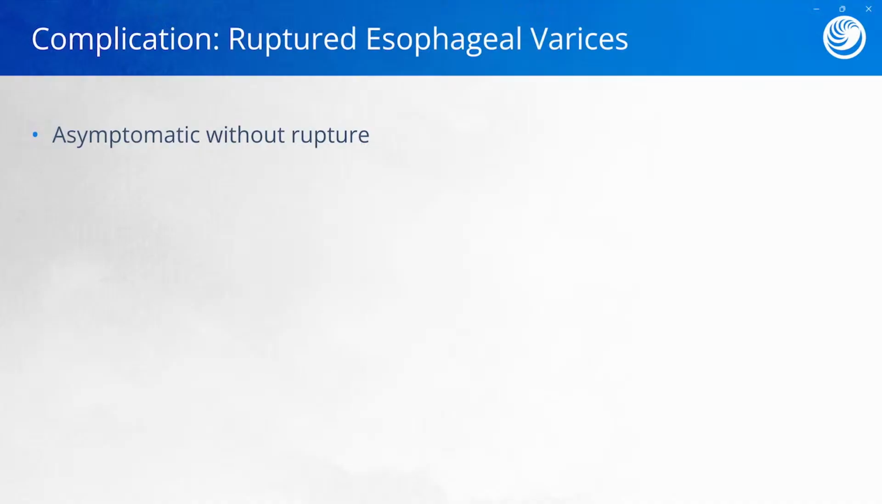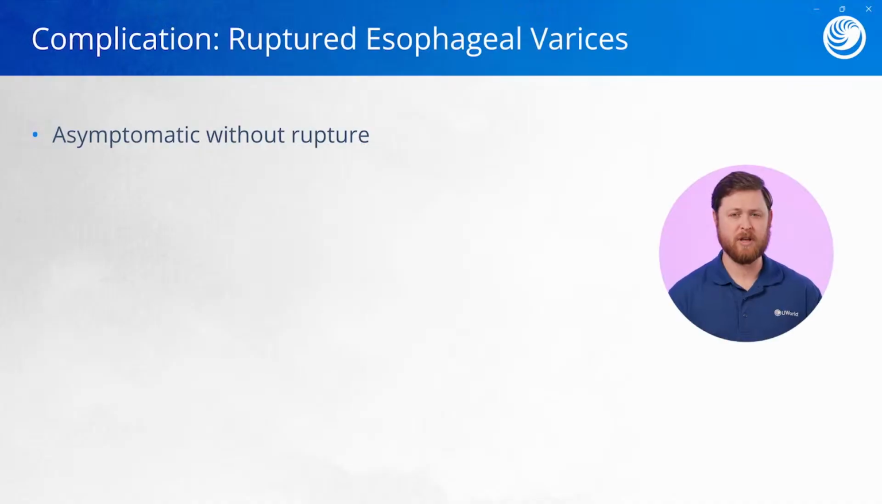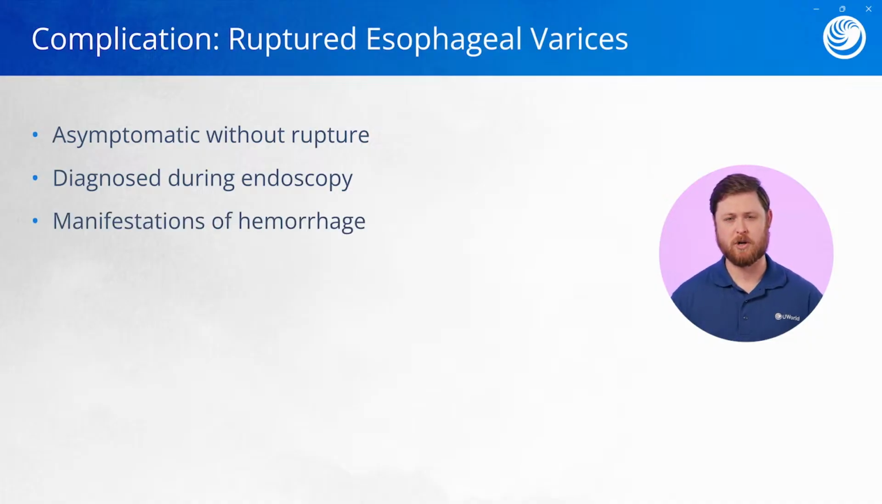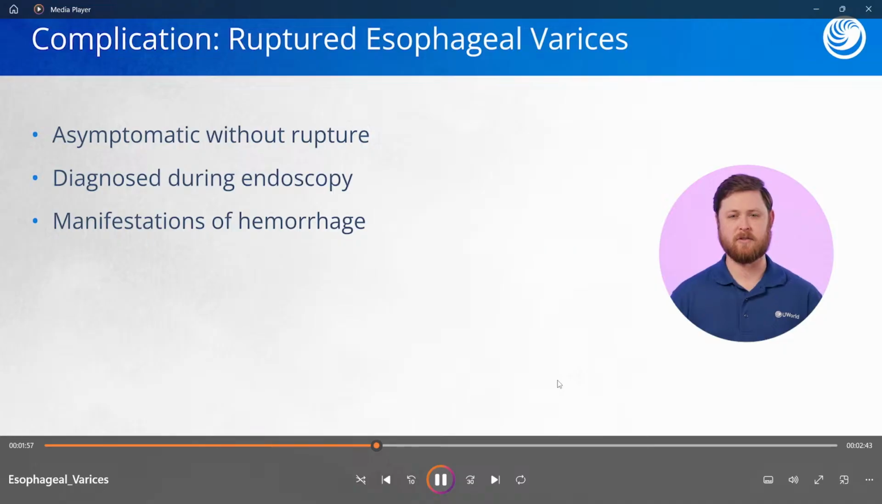Patients with liver cirrhosis may not even know that they have esophageal varices. In fact, they can often be asymptomatic without any esophageal rupture. For patients with liver cirrhosis, it may be advised that they have an upper endoscopy to assess for the presence of the esophageal varices. When these varices rupture, patients can present with manifestations of hemorrhage.